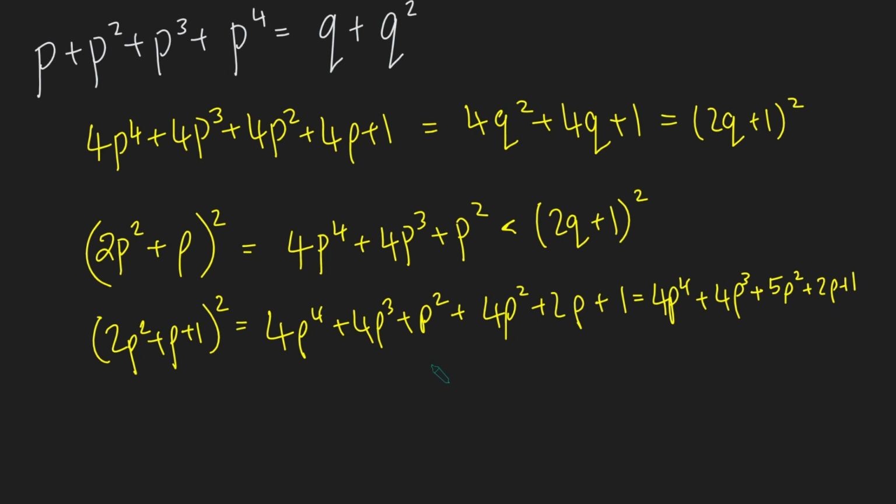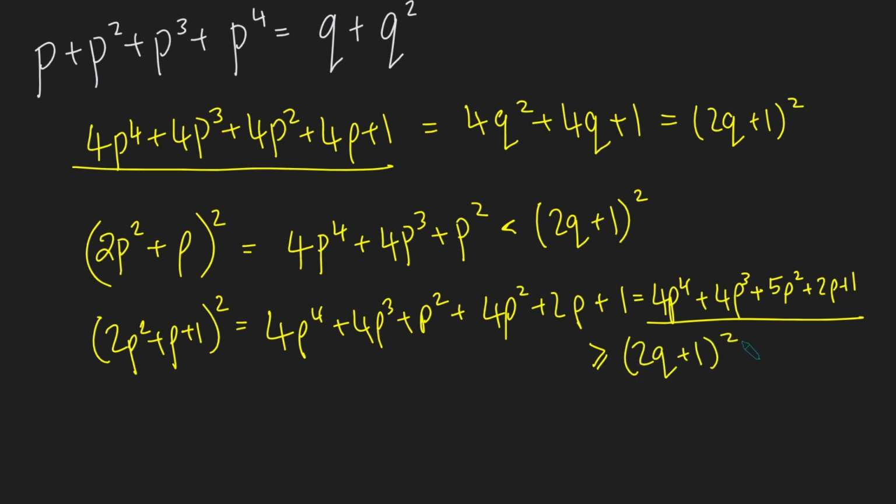Now, I encourage you to have a think about why this must be bigger than or equal to the left-hand side, but it's something to do with the fact that p is prime, and so therefore p is at least 2. But this is always going to be at least the left-hand side, and in fact, equality is going to hold if and only if p equals 2. So this is going to be bigger than or equal to 2q plus 1 squared, with equality if and only if p equals 2.